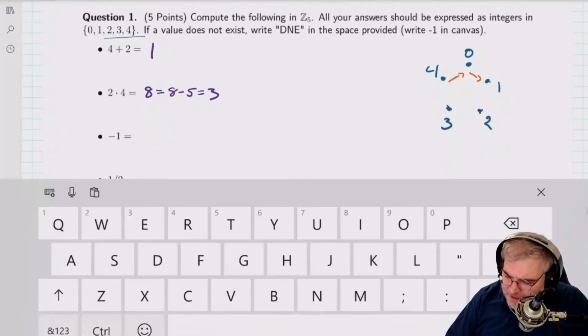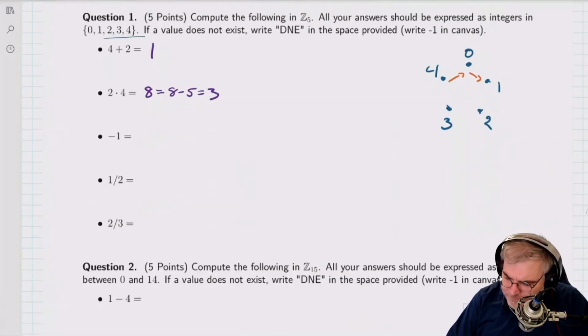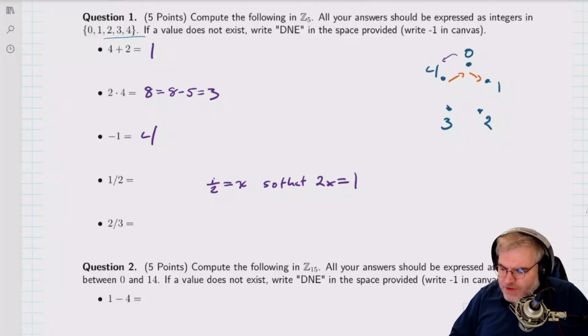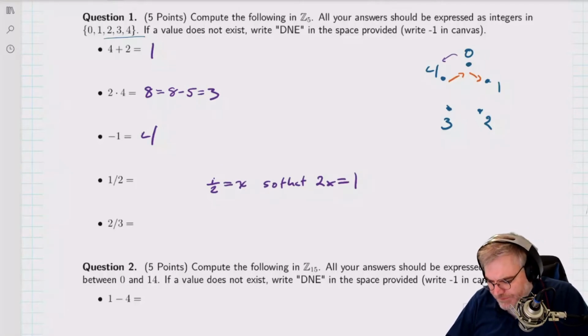Negative 1, I'm going to go backwards 1 from 0, and I get to 4. Now 1/2, okay? So this thing says 1 over 2 equals x, so that 2x equals 1. Now, there are a couple ways to look at this, okay? One way is to just do them all.